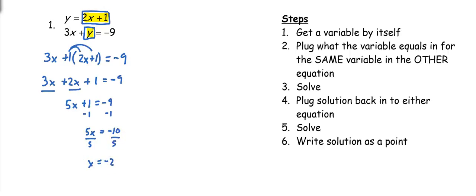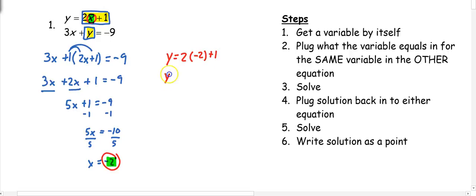Once we know x is equal to negative 2, we need to go back and plug in the solution into either equation. So I'm going to plug it back into the first equation. So I'm going to replace x with negative 2 so that I can get my y value. So in this case, I have y equals 2 times negative 2 plus 1. So now I'm going to solve. So I get y equals negative 4 plus 1, y equals negative 3.